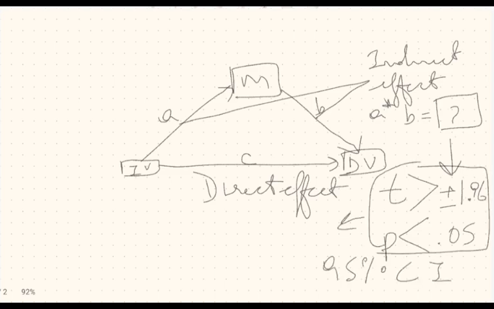These two things we check through the bootstrapping results. So you have to run the bootstrapping option with at least 5,000 samples. Recommended is 10,000. The procedure I'll explain to you in Smart PLS 3.